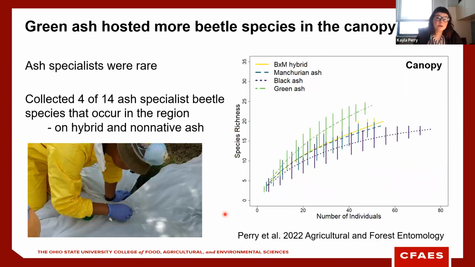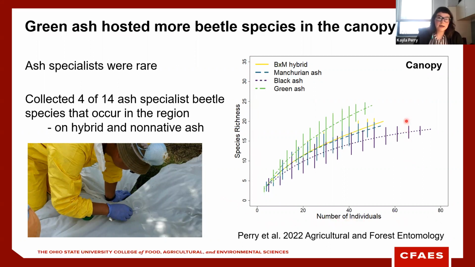And so some of the things that we looked at, I'll share some of the results with you today. This paper is published, so if you're interested and want to know more, I'd be happy to share it with you. But we wanted to know how species richness of native herbivorous beetles varied among the different ash taxa that we sampled. And so this figure here is looking at species richness on the y-axis as a function of the number of individuals that we collected.